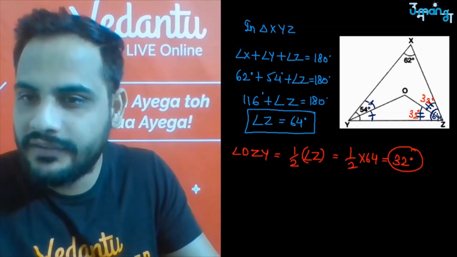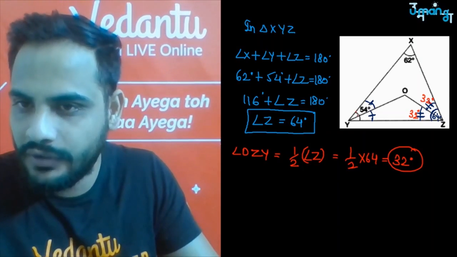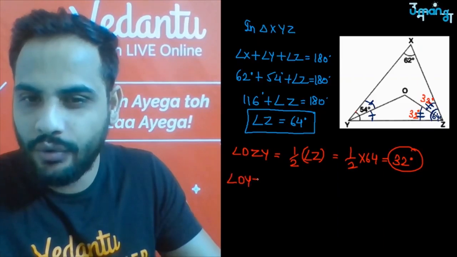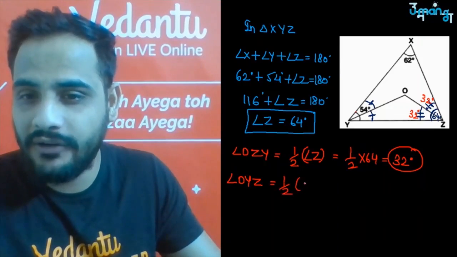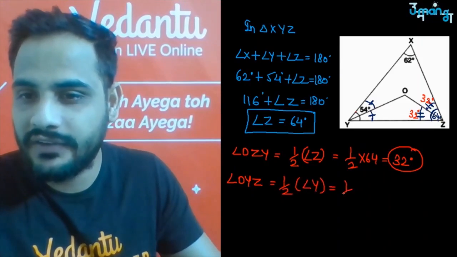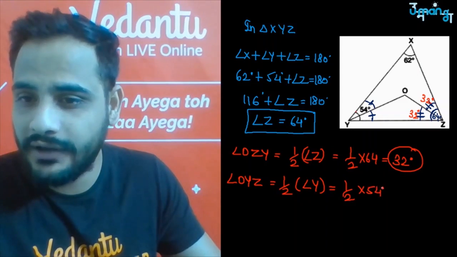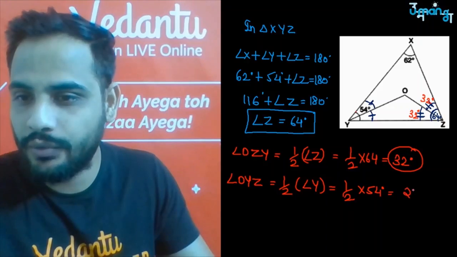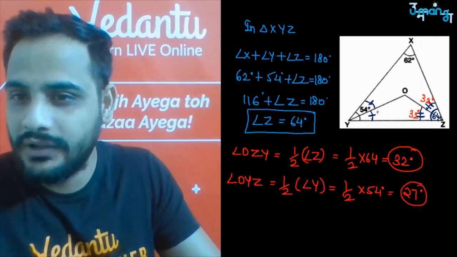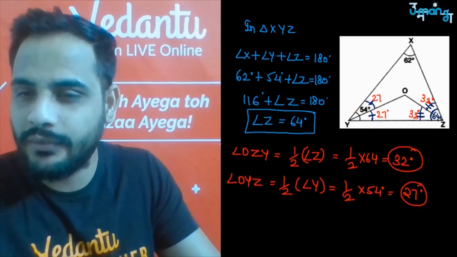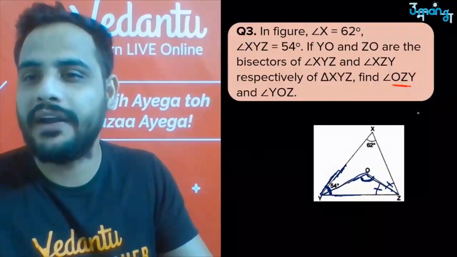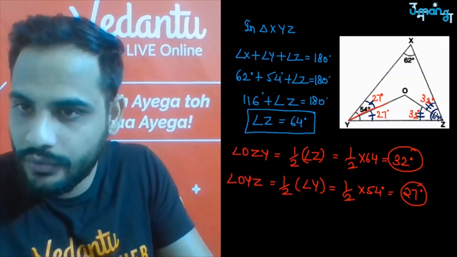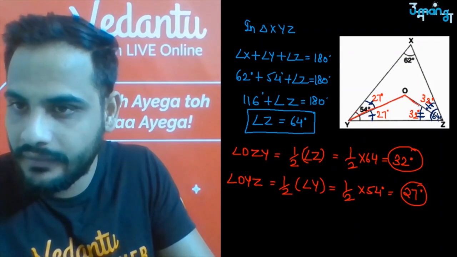If this complete angle is 54, then for the half part, angle OYZ will be equal to half of angle Y, which is half of 54 degrees. Half of 54 is equal to 27 degrees. So this is 27 degrees and this is also 27 degrees. Now we have to find out the value of angle YOZ.